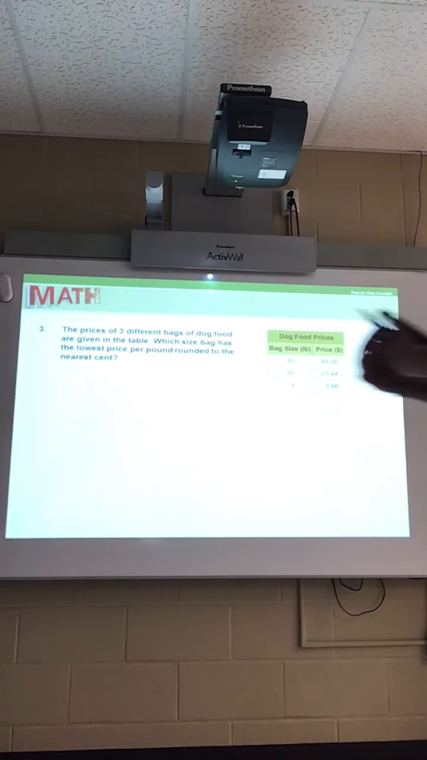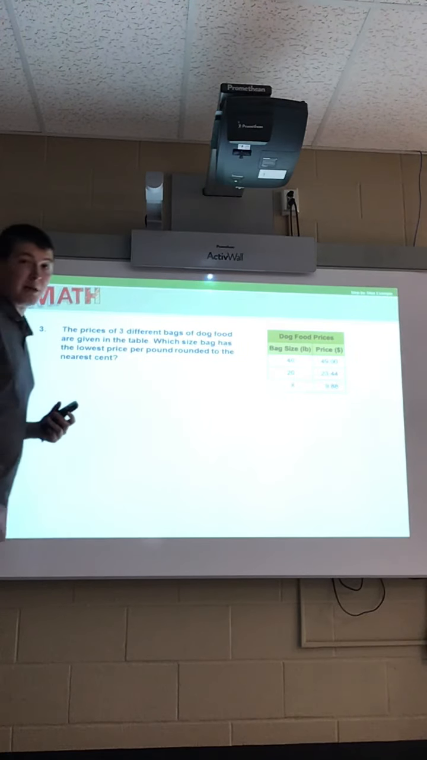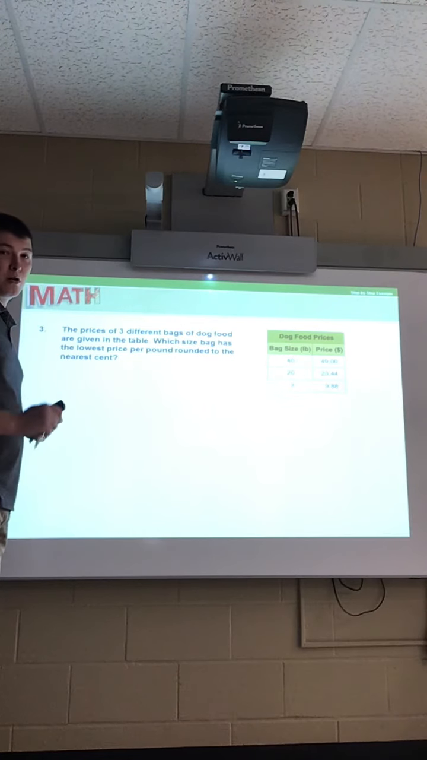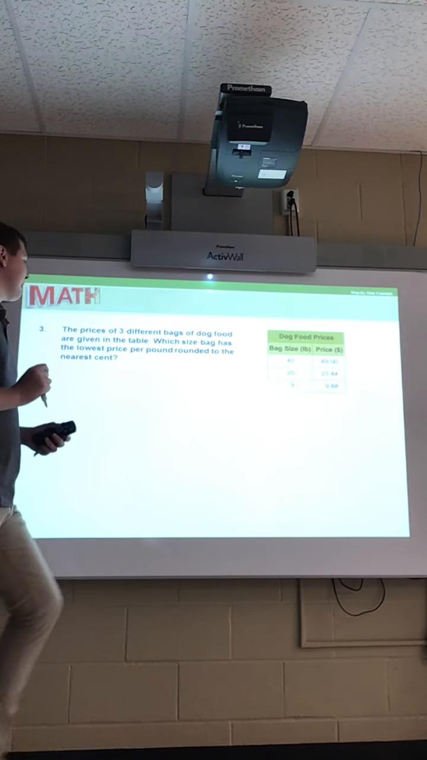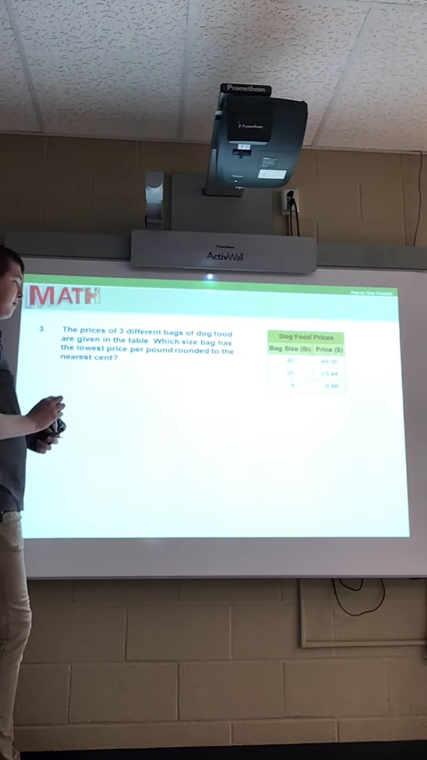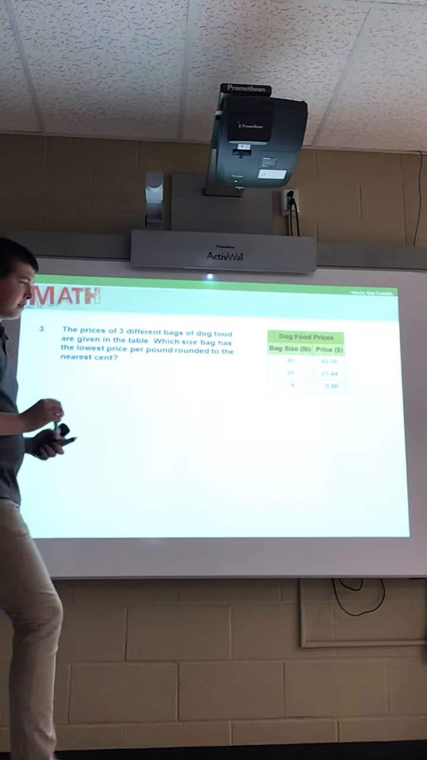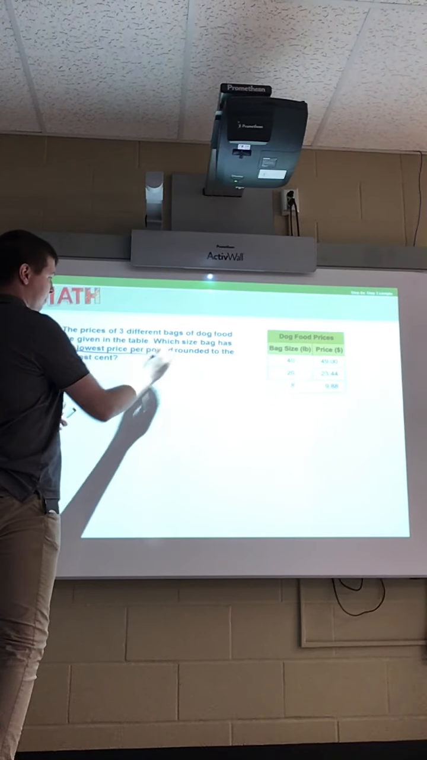Then we go to our next one. So this is how we tell, you can take mom and dad to Walmart or wherever, and you can help them out grocery shopping. Okay, so the prices of 3 different bags of dog food are given in the table. Which size bag has the lowest price per pound, rounded to the nearest cent? Okay, so we want the lowest price per pound.